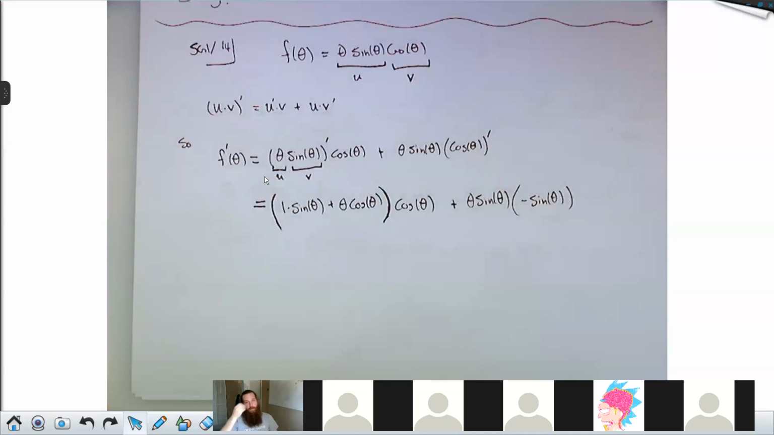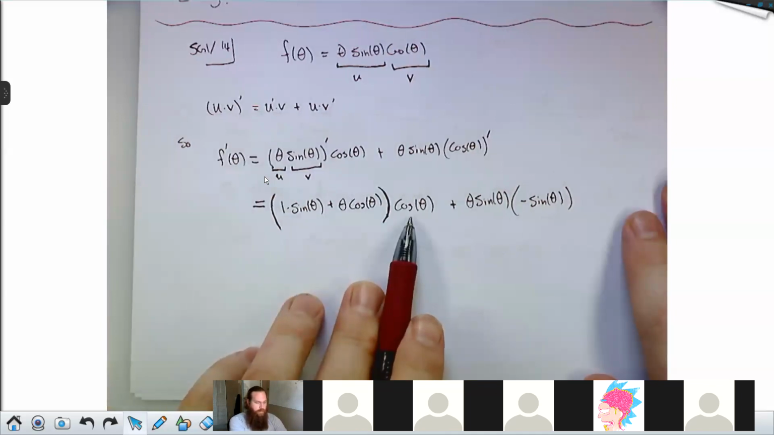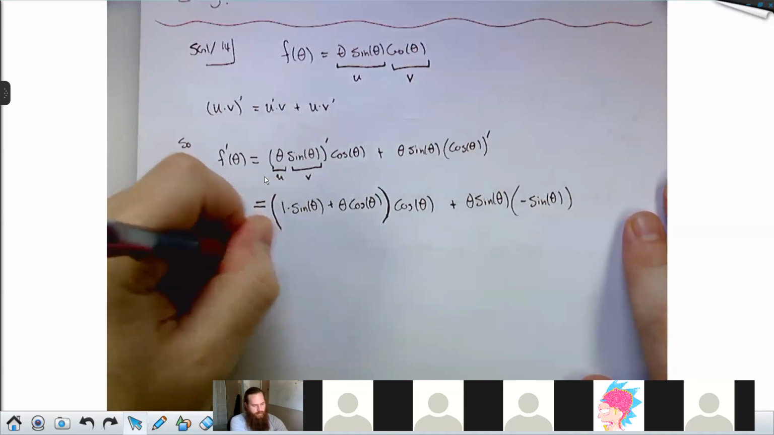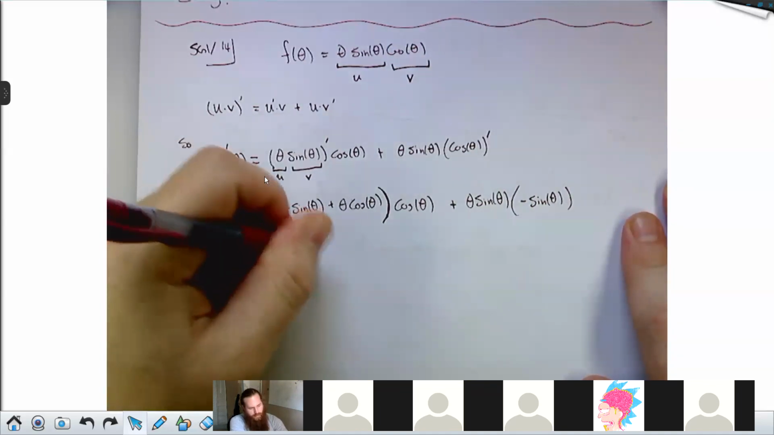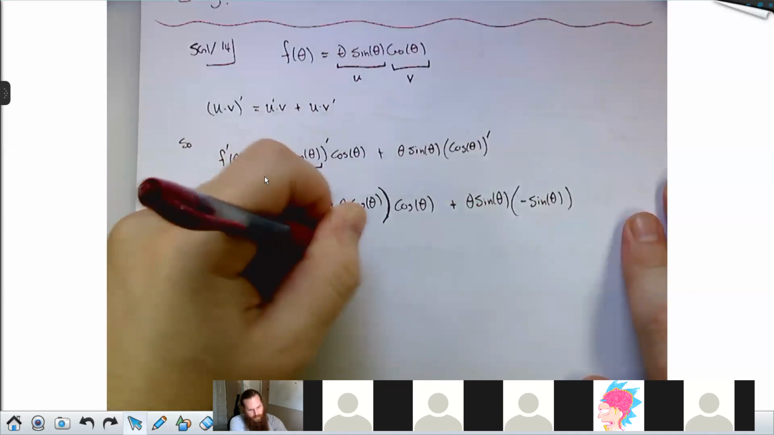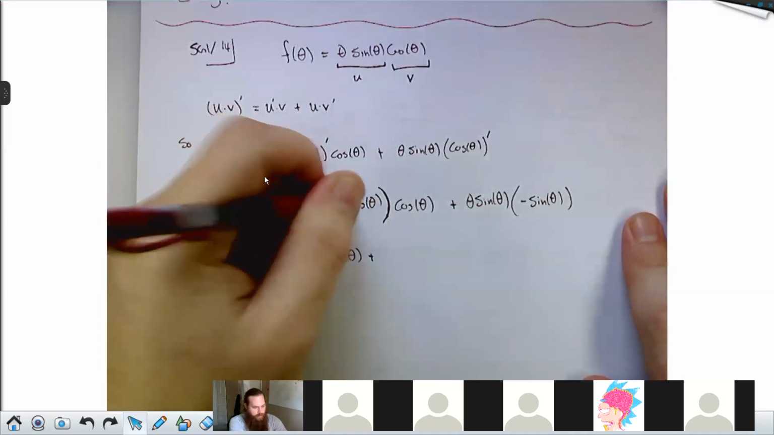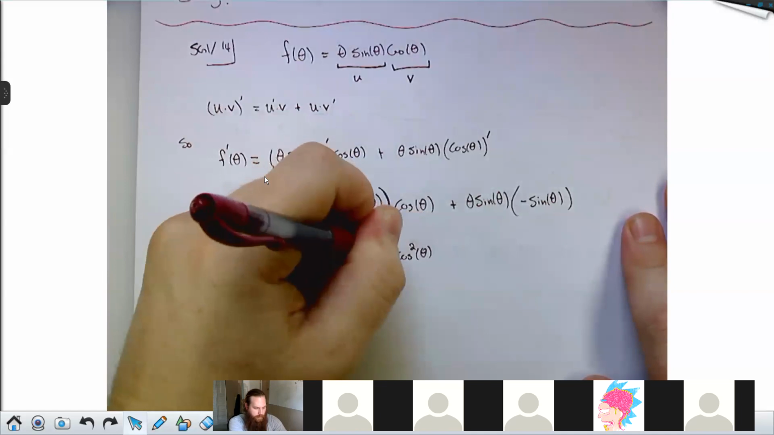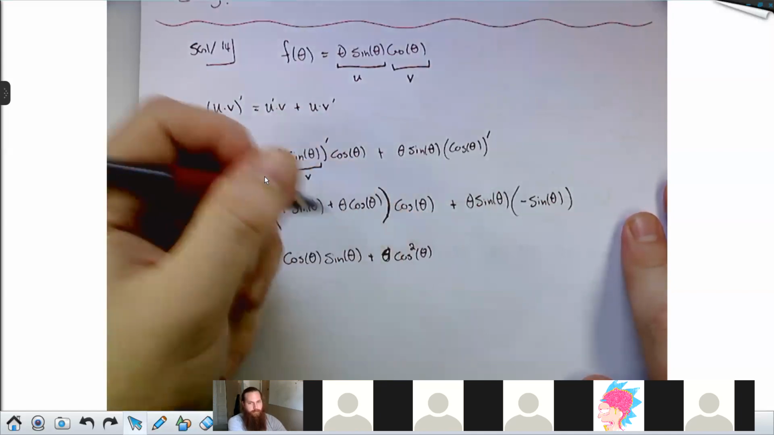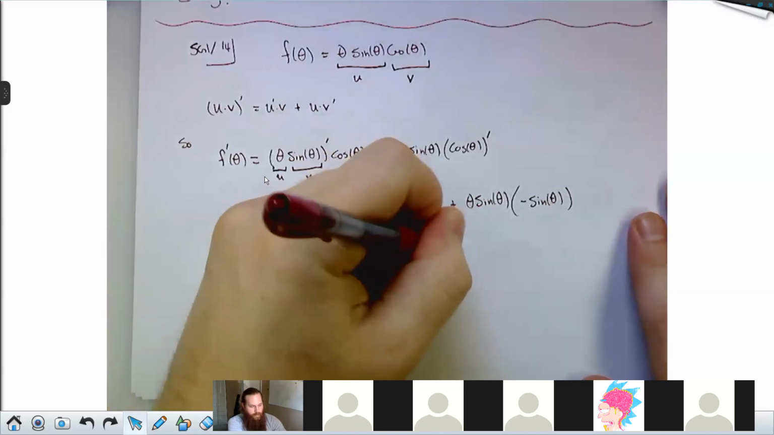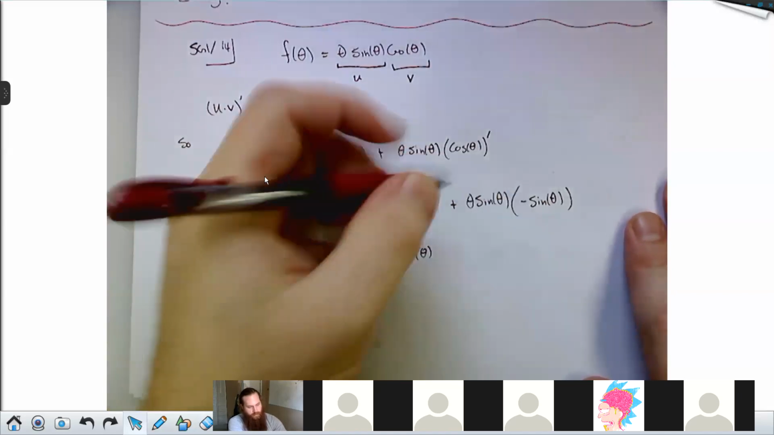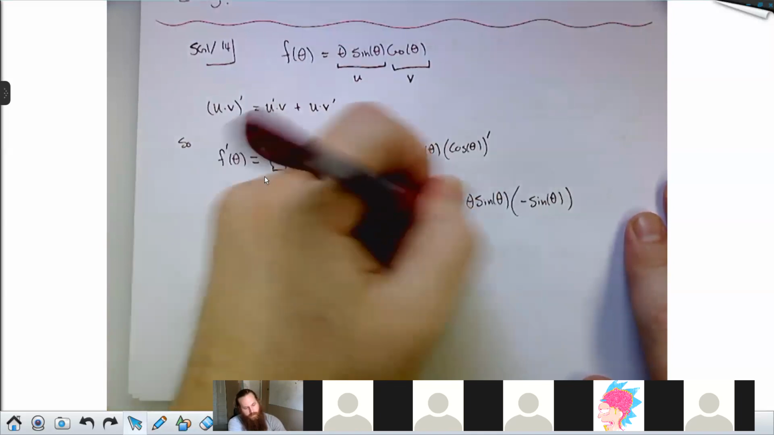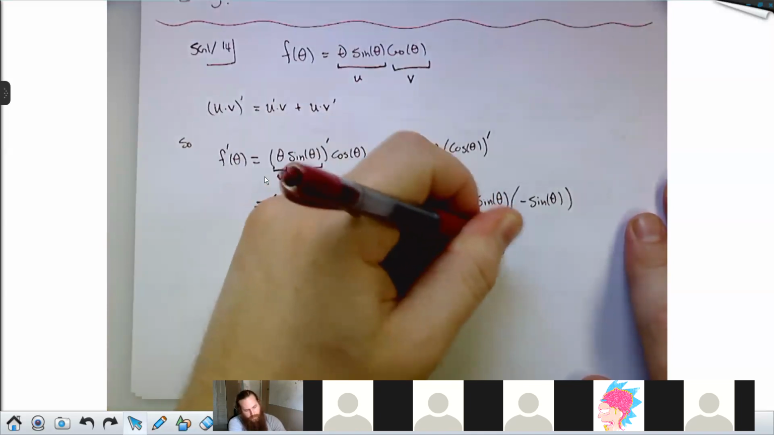And now we can distribute and combine like terms. But it's a little bit tricky. Let's distribute the cosine. I'll get cos theta sine theta, plus theta cos theta times cos theta is theta cos squared theta. And then here I have theta sine theta times negative sine theta, that's minus theta sine squared theta.